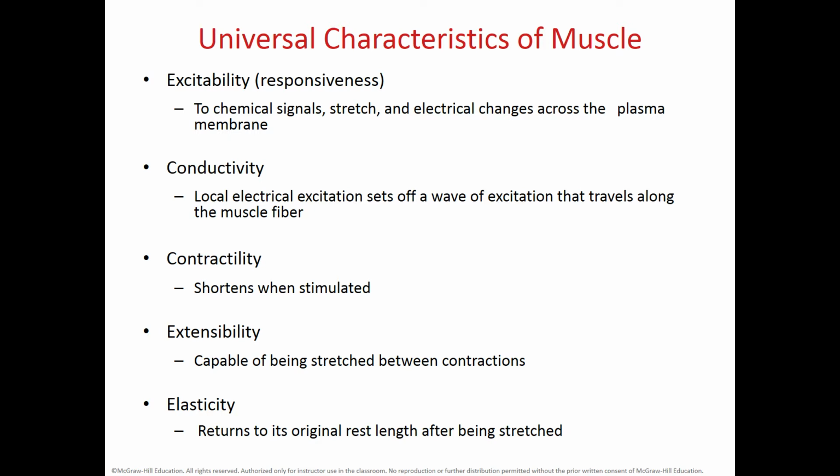Another property of muscle is that they have extensibility, so they are capable of being stretched between contractions. And they are elastic, because this is a property that allows them to return to the original rest length after they have been stretched or contracted as well.